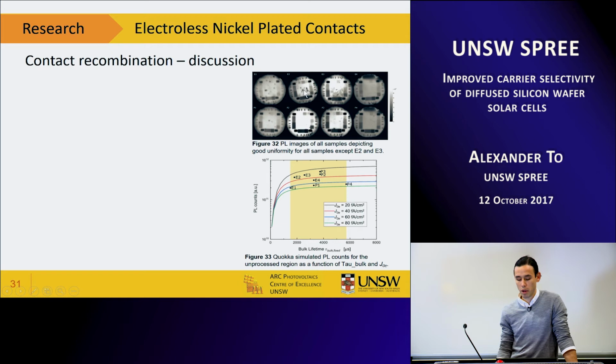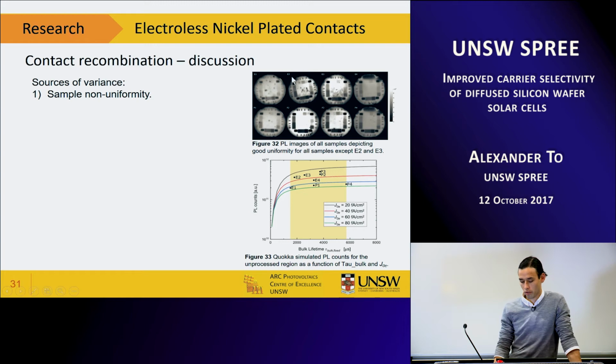It's not a straightforward method, essentially, and it relies on you being able to do a lot of things correctly. So there's a lot of sources of variance, for instance, sample non-uniformity. So I've got the PL images of my process wafers here. These are actually all the evaporated samples, and these are the plated samples at the bottom here. And this is the calibration region in the center, you might remember from the schematic I showed earlier.